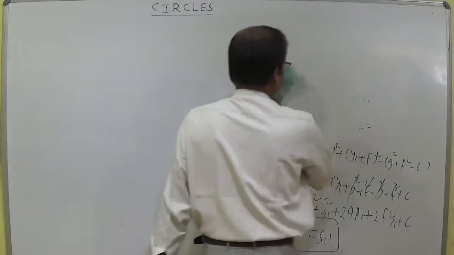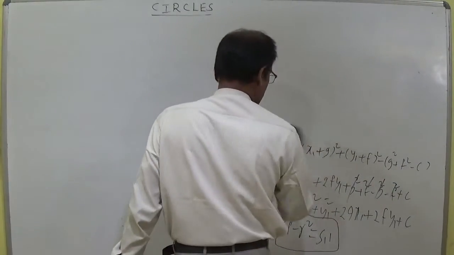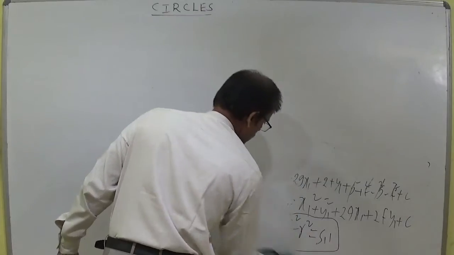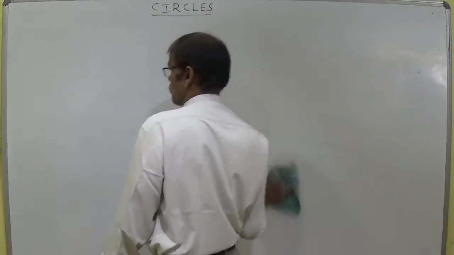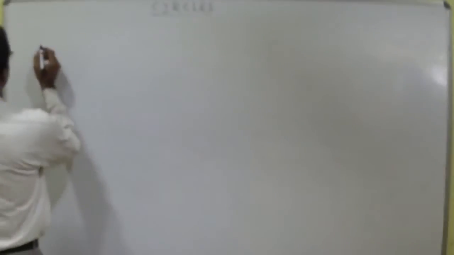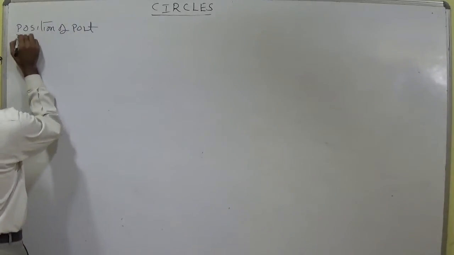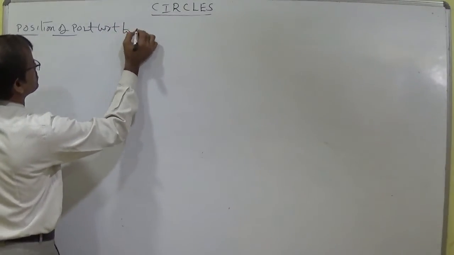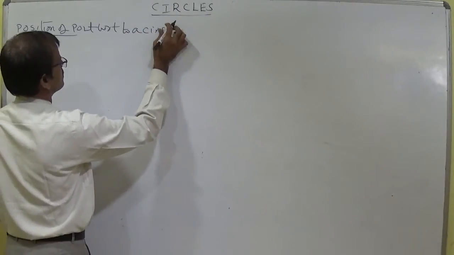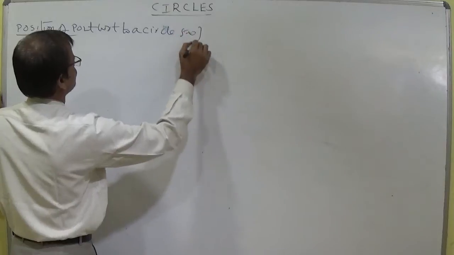We can put a side heading, formulae, and using these formulae we can decide the location of points with respect to a circle, or the position of a point with respect to a circle. Position of a point, WRT means with respect to, a circle S equal to 0.